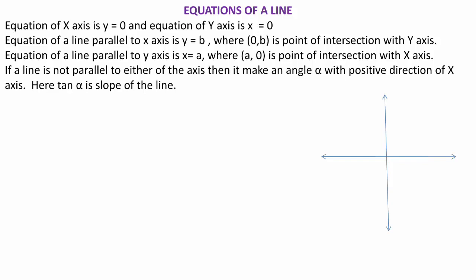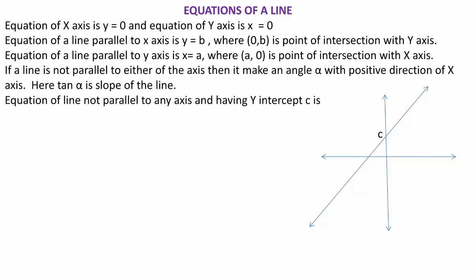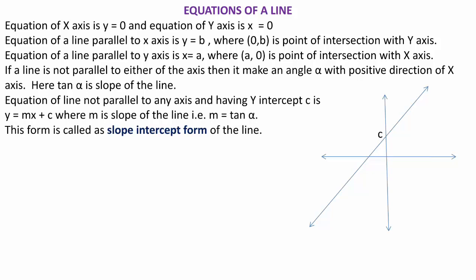If the line is not parallel to either of the axes, then it makes an angle alpha with the positive direction of the X axis, and hence tan alpha is called the slope of the line. The equation of a line not parallel to any axis and having Y intercept c is y equal to mx plus c, where m is the slope of the line, that is, m equal to tan alpha. This form is called the slope intercept form of the line.